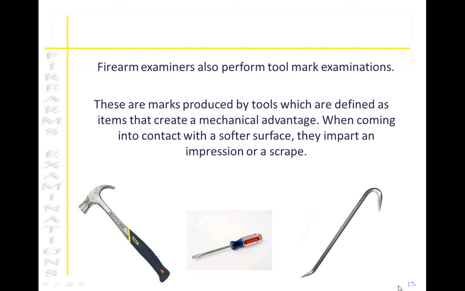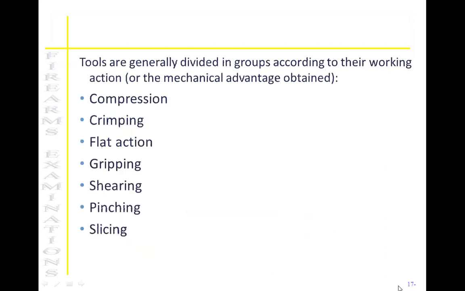Firearms examiners also perform tool mark examinations. Remember, we said that tool marks are created when a tool comes in contact with a surface that's going to be a softer surface, so it's going to impart an impression or a scrape. In this situation, the actual tool marks are going to be created by tools that create some type of a mechanical advantage. And the tools are going to be divided into groups according to their working action or the mechanical advantage that's actually obtained.